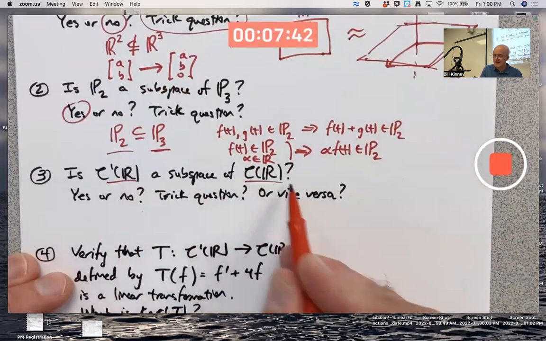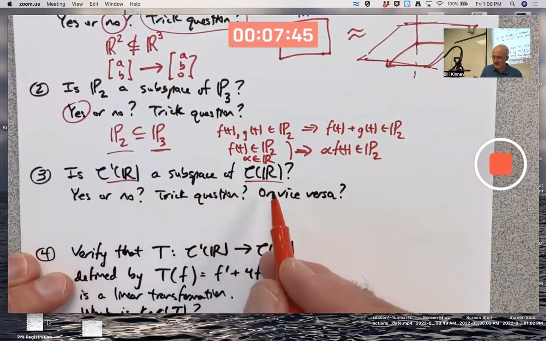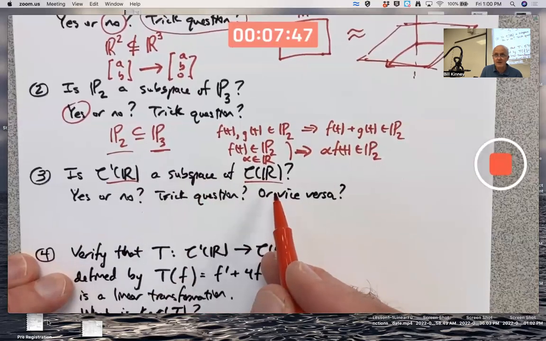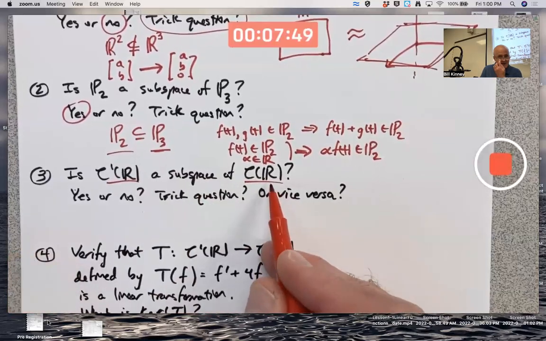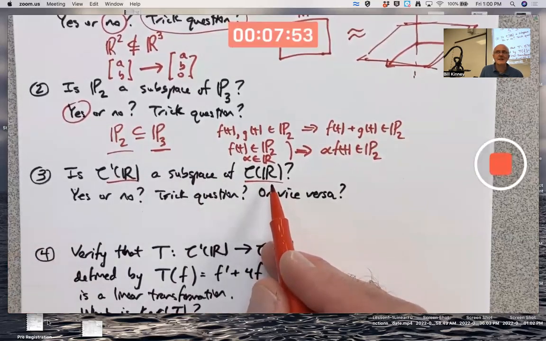Is C1R a subspace of CR? Well, before you can answer that question, you've got to know what these things are. CR, that's a little simpler. The vectors in there are really functions. And to emphasize that, in the lectures, I often call this a function space instead of a vector space.